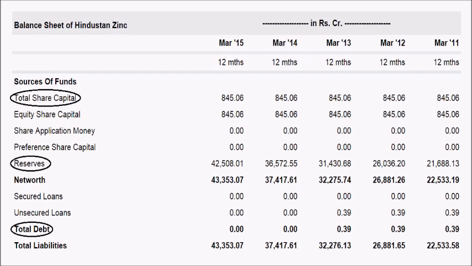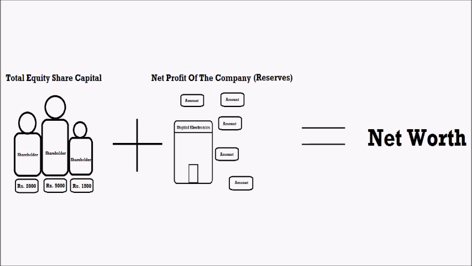Reserves is any part of shareholders' equity, except for basic share capital. The net worth of the company is equal to sum of reserves plus the total share capital. After the company reports yearly profit, the net profit won't get added to the capital as in case of sole proprietorship, but they are kept under a separate account of reserves. And the shareholders have all the right to claim their part of the reserves during the company's liquidation.